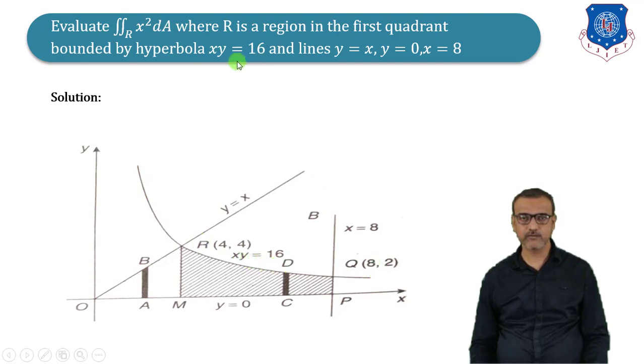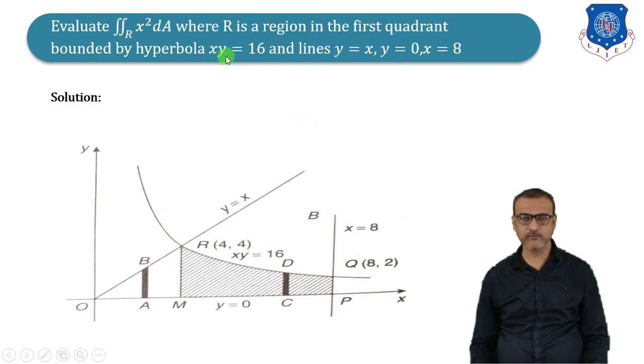If you put the value of x equals 8 over here, you will get y equals 2. So the intersection point of xy equals 16 and x equals 8 line is Q (8, 2). Now we have to find out the intersection point of this y equals x line and this hyperbola xy equals 16.